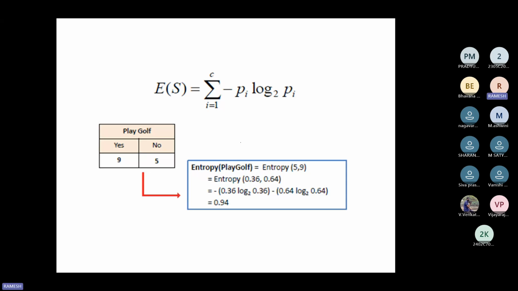Now I have taken the target variable. This is the target variable. Now there are a total of 14 rows. You can count in the target variable the total number of yes and the number of no. Here I'm calculating the entropy of the target variable.